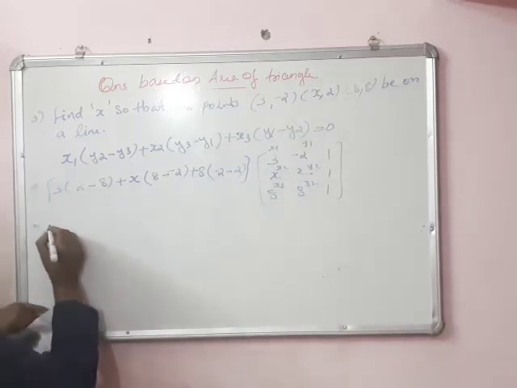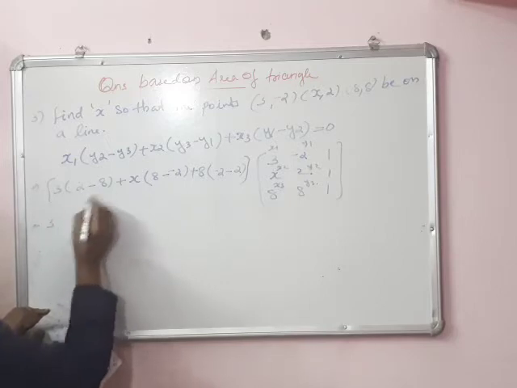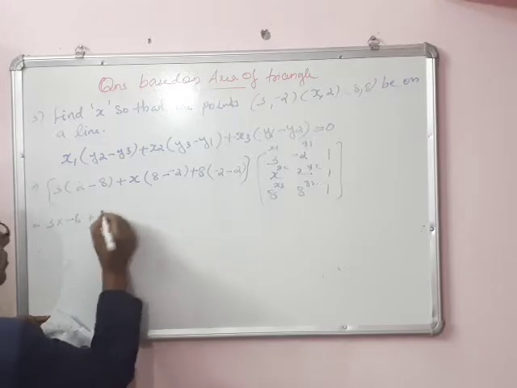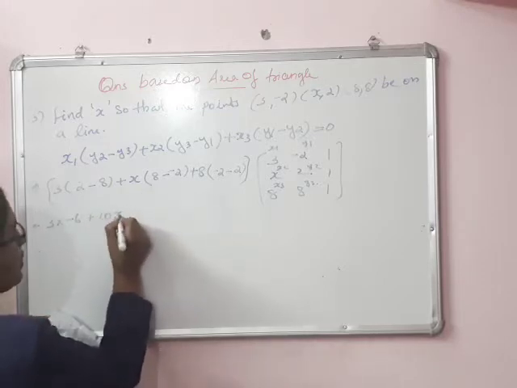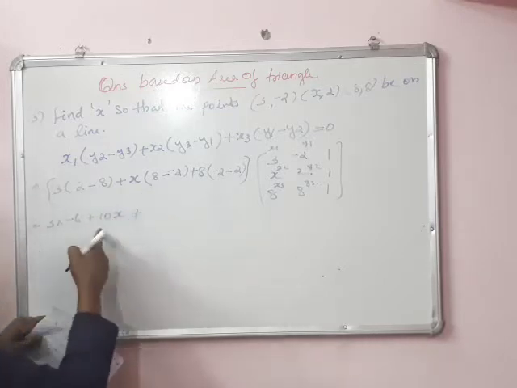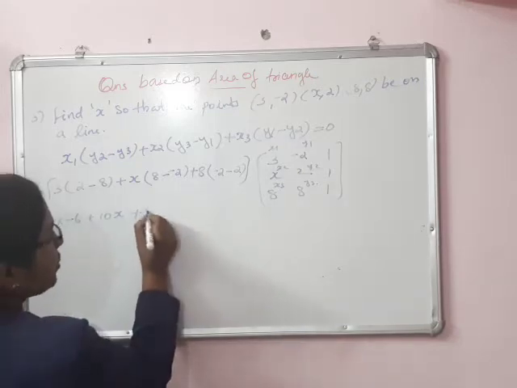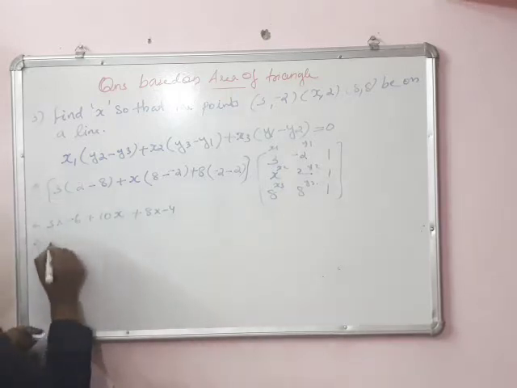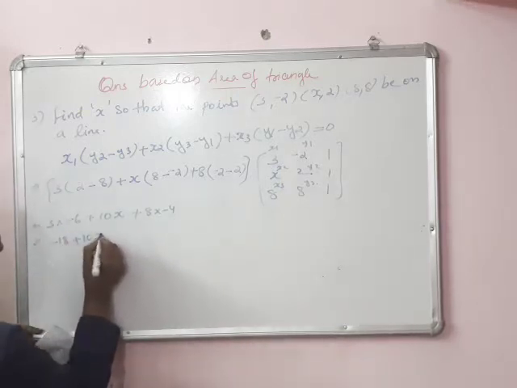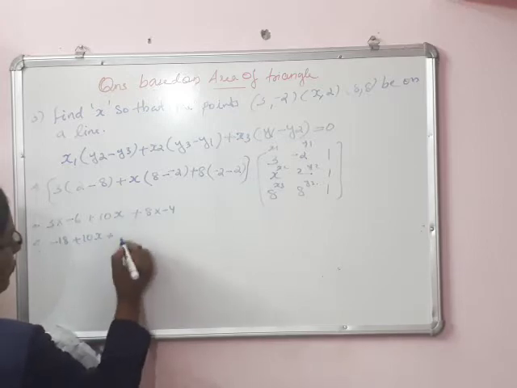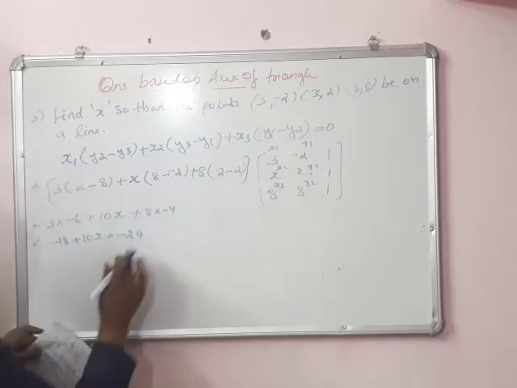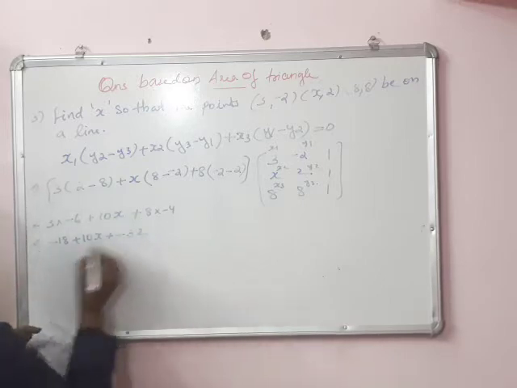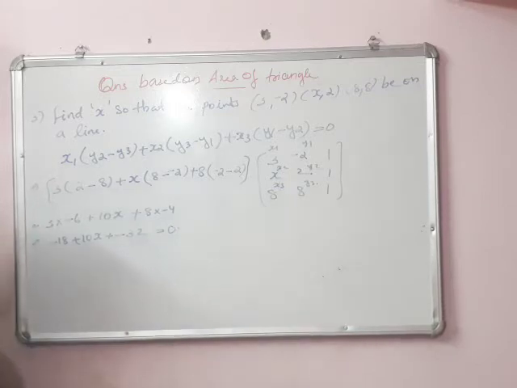Okay, that is equal to 3 into 2 minus 8, which becomes minus 6, plus x into 10, that is 10x, plus 8 into minus 4. That is equal to minus 18 plus 10x plus minus 32, minus 32. This is equal to, so we are going to equate it with 0.